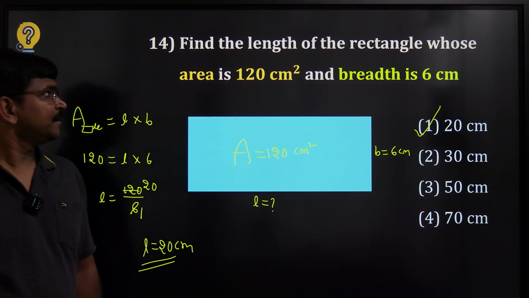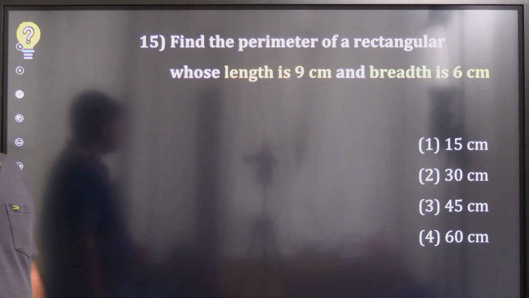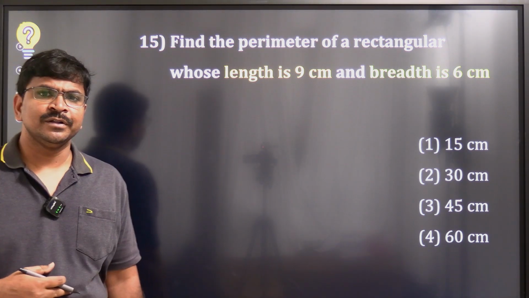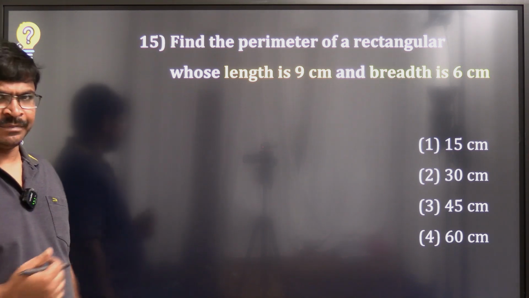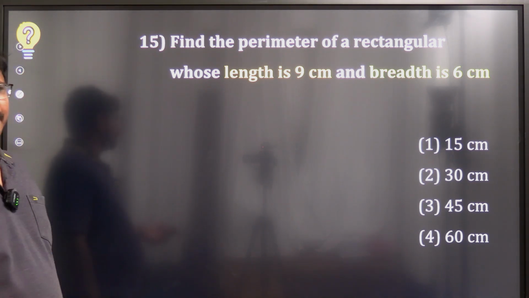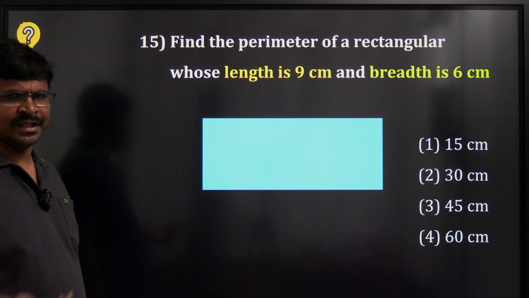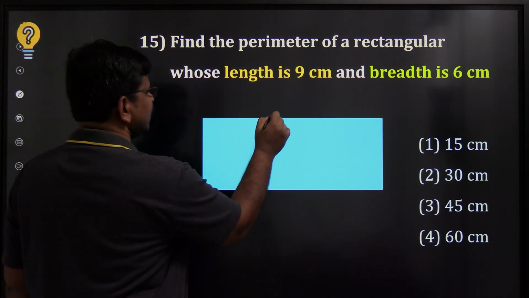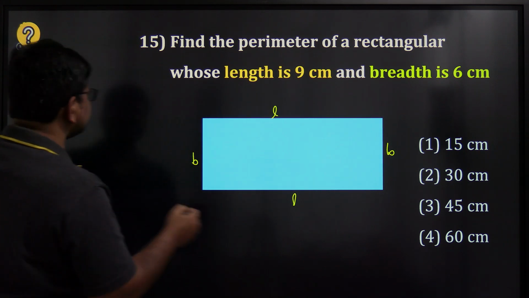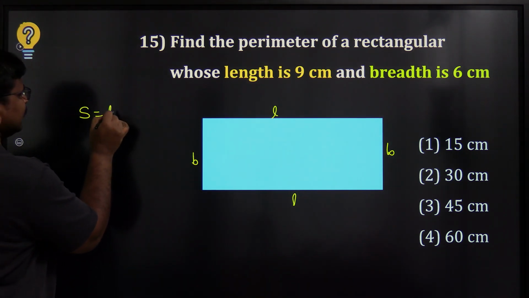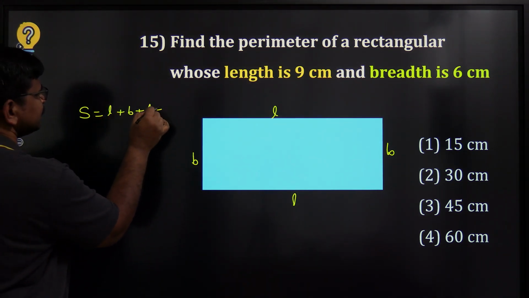And next question is, find the perimeter of the rectangle whose length is 9 centimeter and breadth is 6 centimeters. Here perimeter. Perimeter wants what? The total length. So here length is given, L, B, L, B. What is the total length actually? It is L plus B plus L plus B.